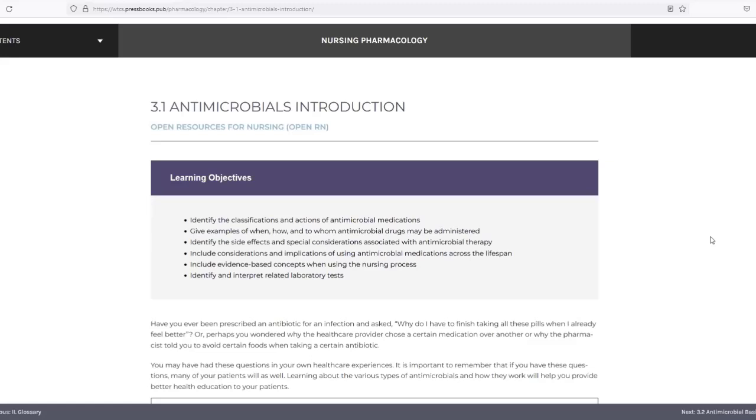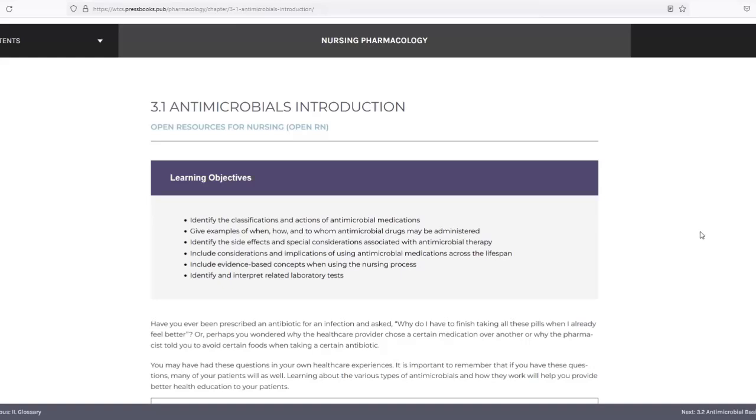3.1 Antimicrobials Introduction. The learning objectives in this chapter are: identify the classifications and actions of antimicrobial medications; give examples of when, how, and to whom antimicrobial drugs may be administered; identify the side effects and special considerations associated with antimicrobial therapy; include considerations and implications of using antimicrobial medications across the lifespan; include evidence-based concepts when using the nursing process; and identify and interpret related laboratory tests.